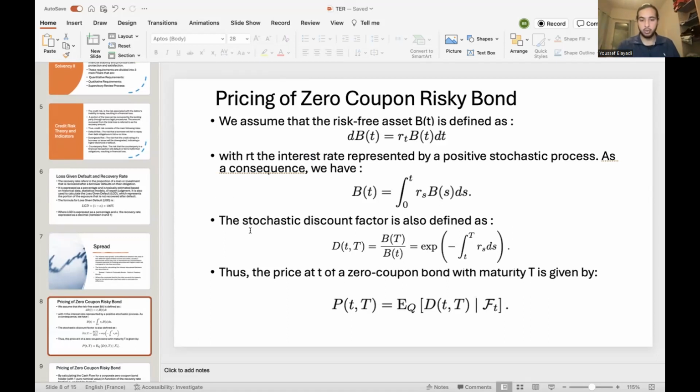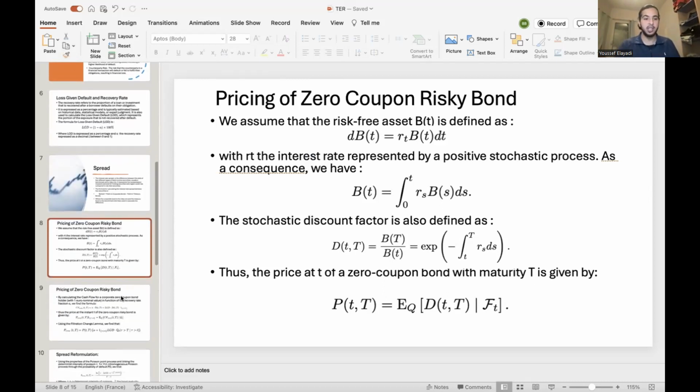Also, we introduced the deflator, or the discount factor, as the fraction between B value at the maturity and B value at time t. And thus, the price of our zero coupon is just the expectancy under the neutral probability of our deflator, because we have a 1 euro nominal value. If we had 1,000 euros, for example, we would just multiply by 1,000 because the expectancy is linear.